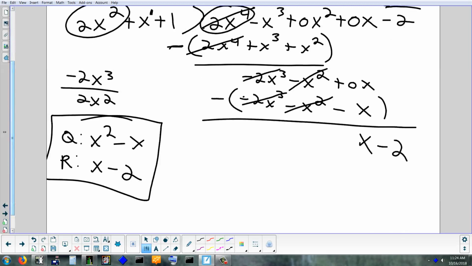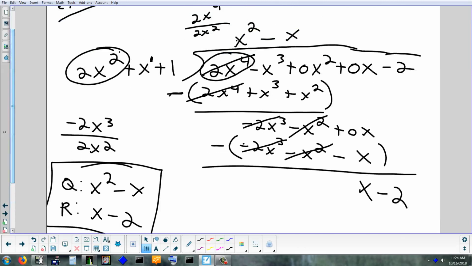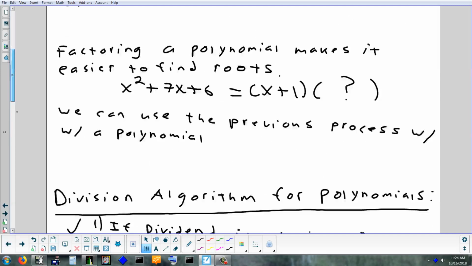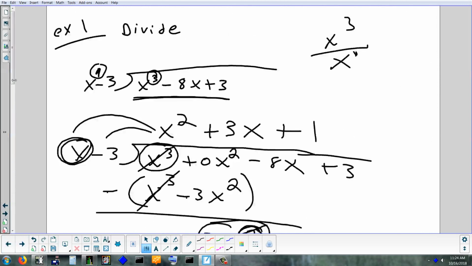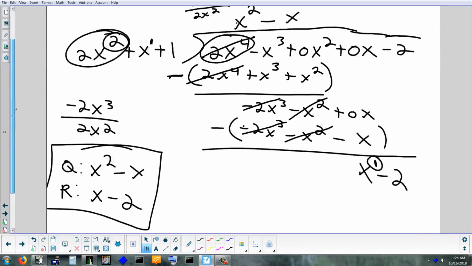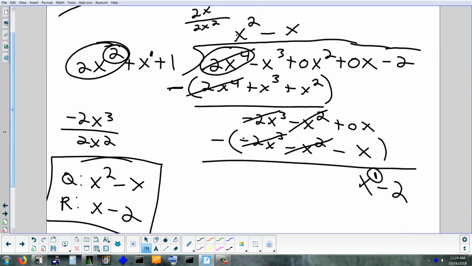If you're wondering, well, how come you can't go any further? Well, the exponent here is a 2. What's the exponent on x? It's a 1. 1 is smaller than 2. In our directions, once the degree of the remainder, which is what's on the inside, is smaller than what's on the outside, you can't go anymore. That's why we're done. 1 is smaller than 2. Okay? So any questions on that?